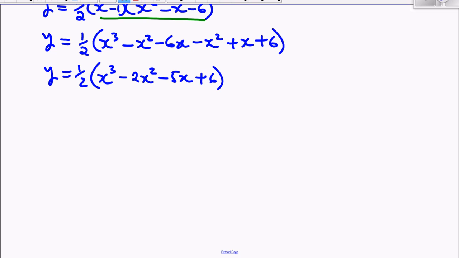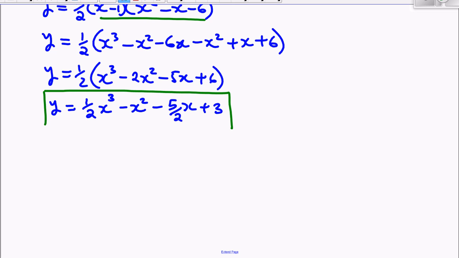So just putting this together, I end up with y is equal to a half x cubed minus x squared minus 5 over 2 x plus 3. Now this is the function that I will be integrating. The first thing that I'll do is start by finding the area of A.